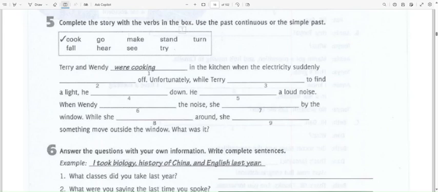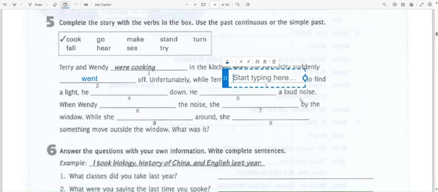Complete the story with the verbs in the box. Use the past continuous or the past simple. Terry and Wendy were cooking in the kitchen when the electricity suddenly went off. Unfortunately, while Terry was trying to find a light, he fell down.